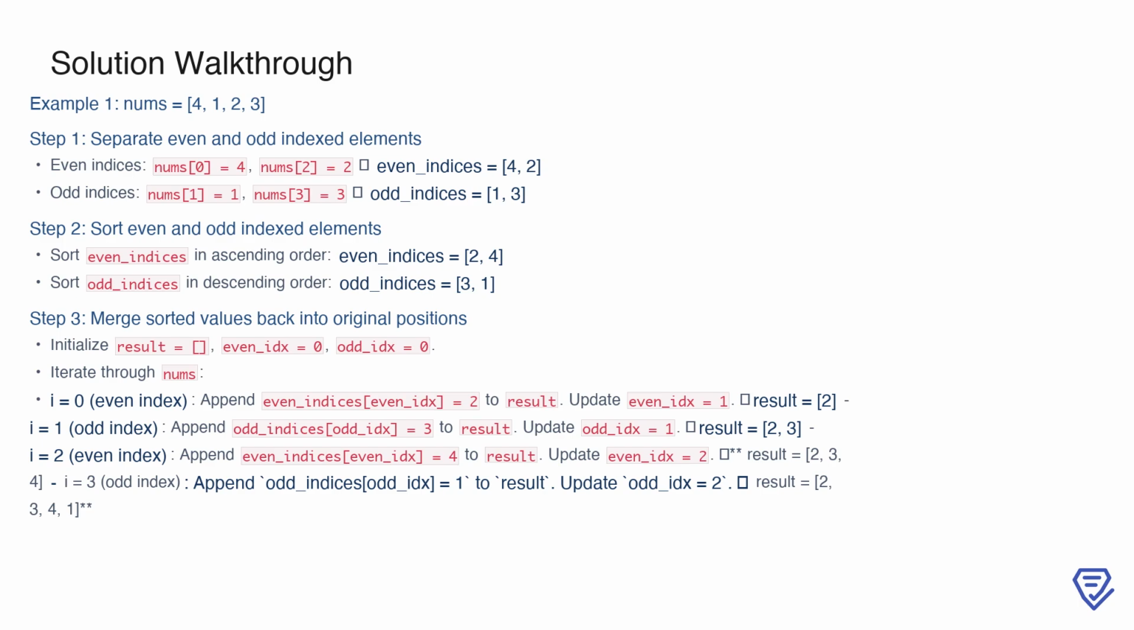Finally, we merge the sorted values back into their original positions. Starting with an empty result list, we iterate through the original array. At each even index, we append the next value from even_indices, and at each odd index, we append the next value from odd_indices. This process results in the final array 2, 3, 4, 1.